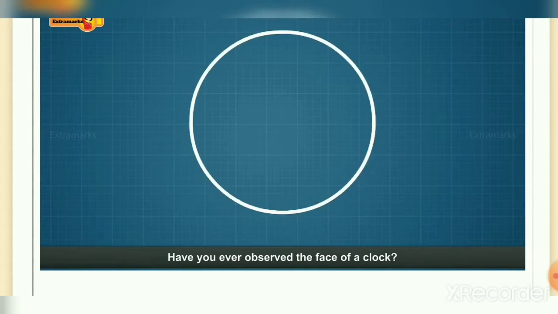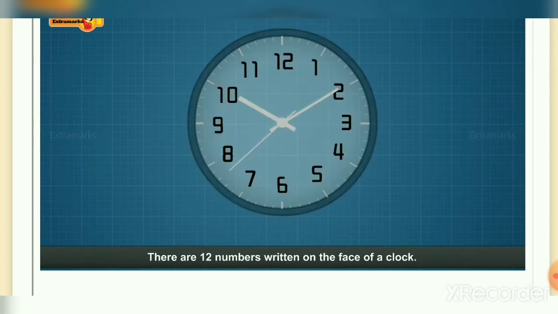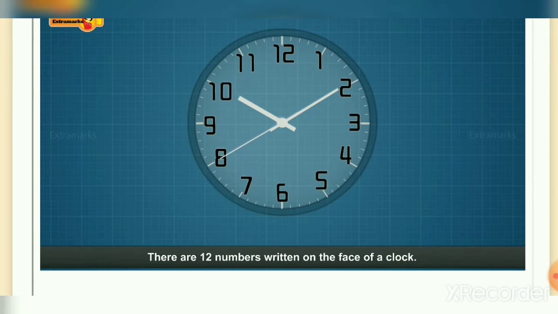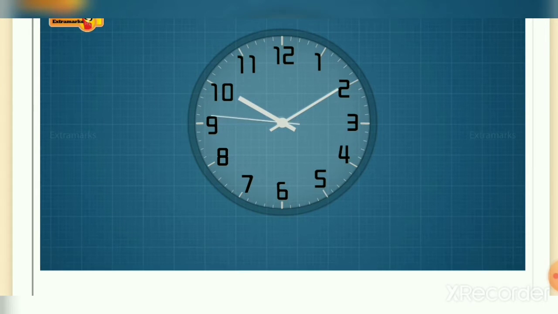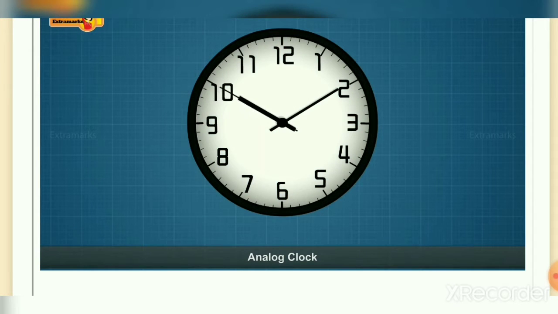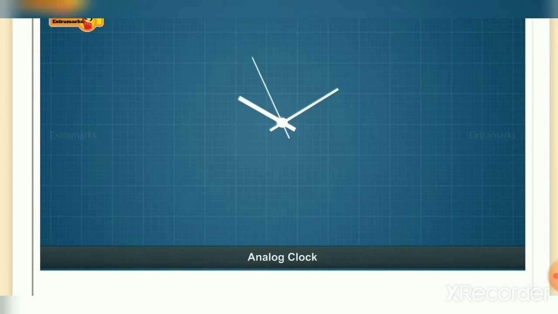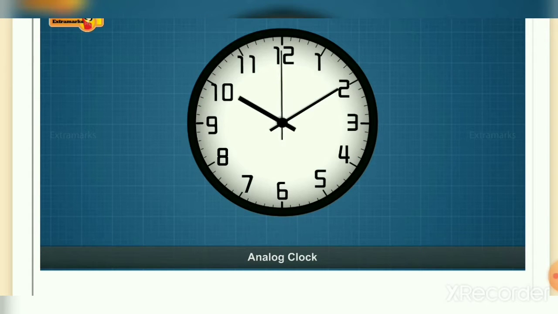Have you ever observed the face of a clock? Let's take a closer look. There are 12 numbers written on the face of a clock. These numbers indicate hours. This type of clock is known as an analog clock. A clock or watch is called analog when it has moving hands and hours marked from 1 to 12 to show you the time.